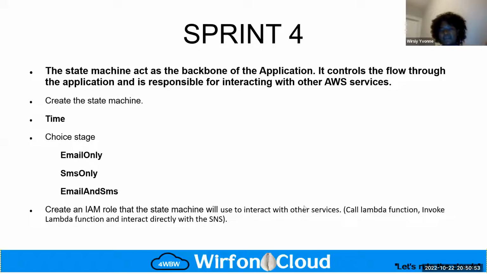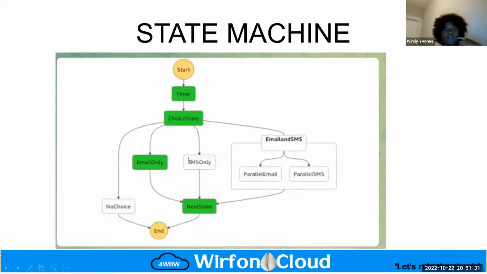And what permissions did the state machine have? It could invoke a Lambda function, and it could interact directly with the SNS service. When we created the state machine, it has to first of all go to the time state. And from the time state, it chooses whether it's going to send notifications through emails only, SMS only, or through emails and SMS. I'm going to show you the visual presentation of this.